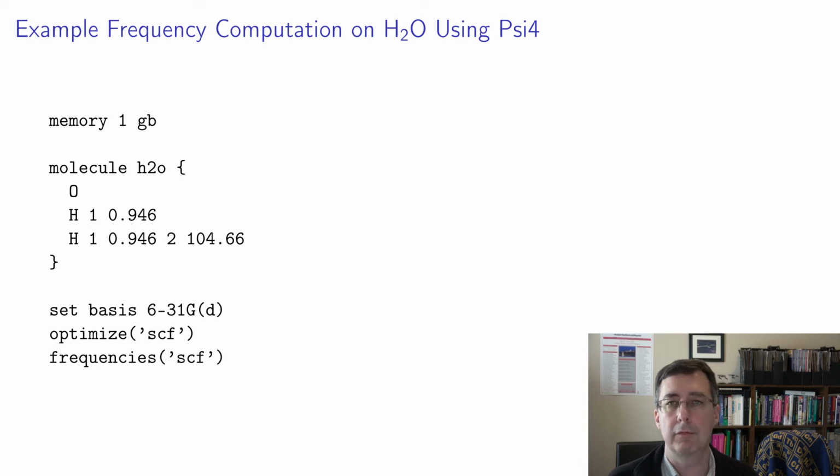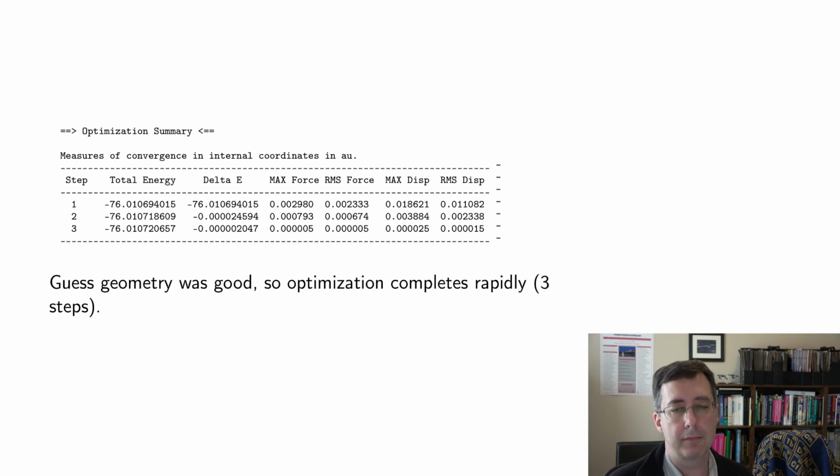If you want good frequencies, you really ought to be running those at an optimum geometry where you're at the bottom of the well. Otherwise, you need to take some pains to try to project out non-zero gradients, which some programs can try to do for you and others don't. But typically you want to optimize the molecule first, and then at the same level of theory, then compute the frequencies. So here's just a summary of the optimization. My guess geometry was very good, so it only takes 3 steps, and it seems like a clean optimization, and all the criteria converge very nicely, so no problems with that.